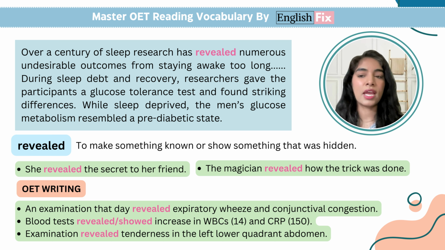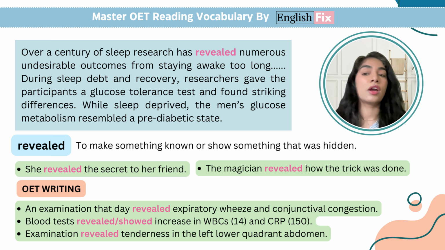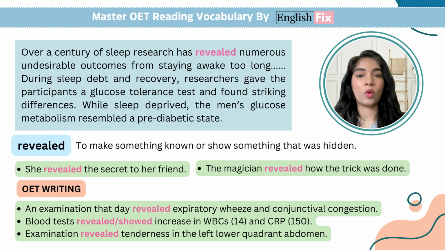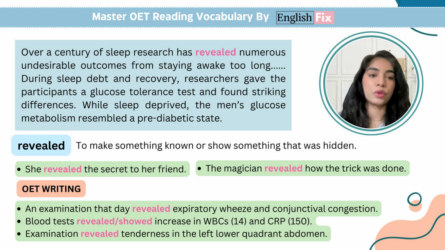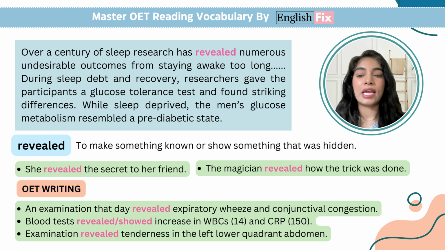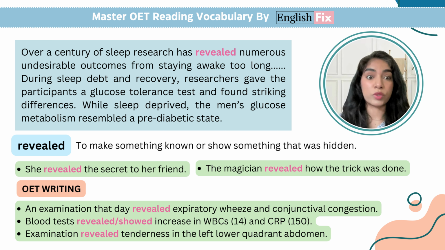It's a very simple meaning, but it's a very important word for your OET writing and in your OET reading paragraphs as well. The reason for this is in OET writing, we often use the term reveal or revealed to talk about test results and what those test results actually showed us. So, for example, here, an examination that day revealed expiratory wheezes and conjunctival congestion. So here we know that the examination which was done that day, maybe in some previous visit, revealed these two things.